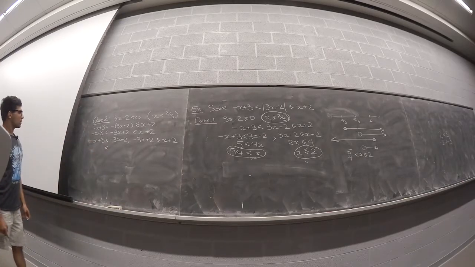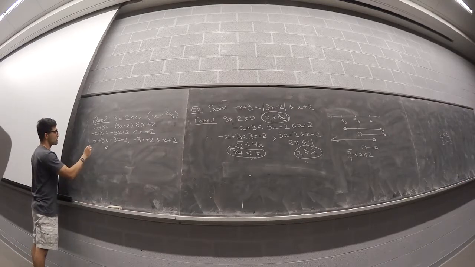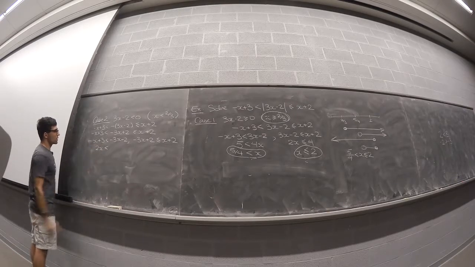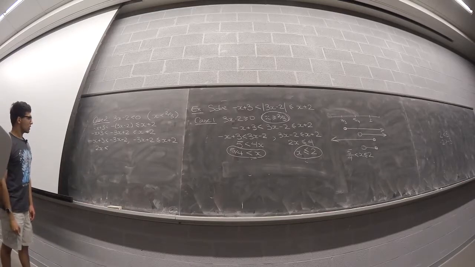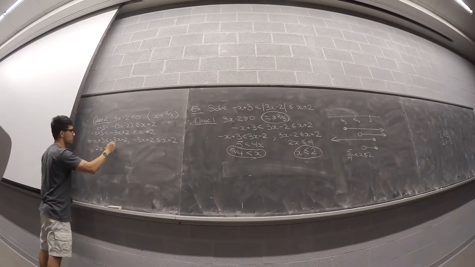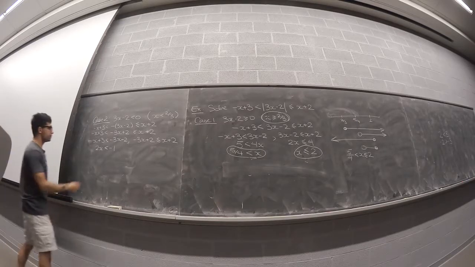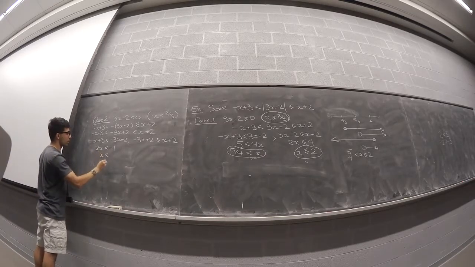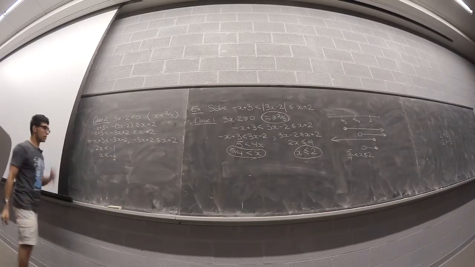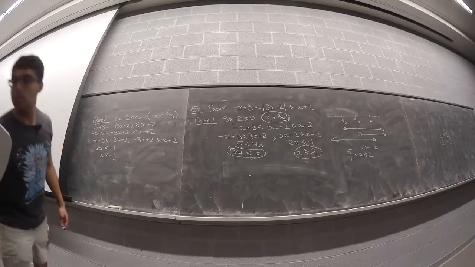Okay, add 3x to both sides. So you get 2x over here. Subtract 3 from both sides. Okay. Divide by 2, and you've got that. X less than minus 1/2. I hope. Good.